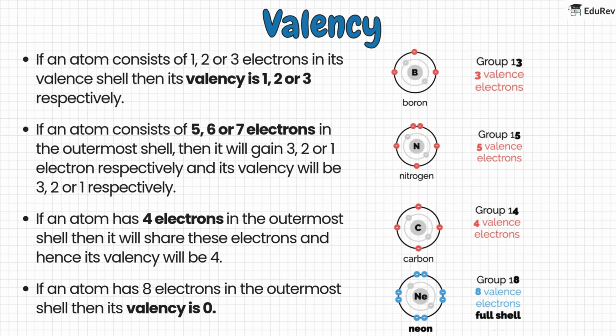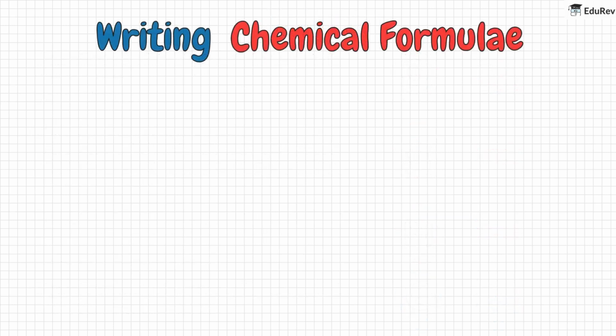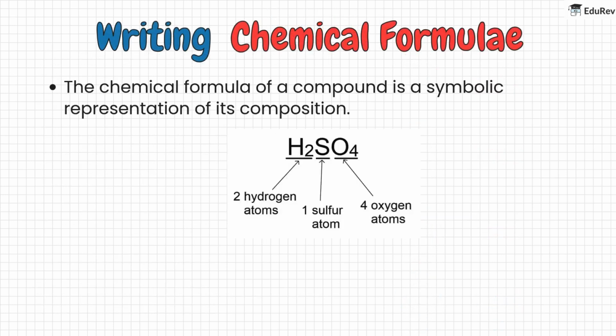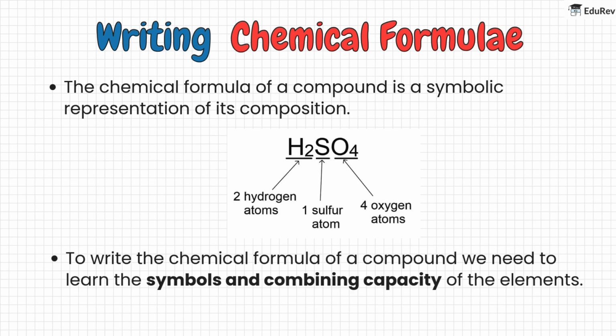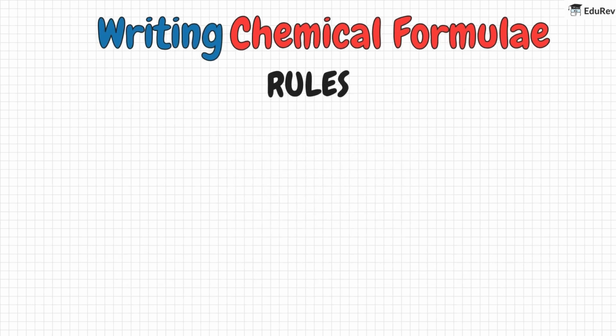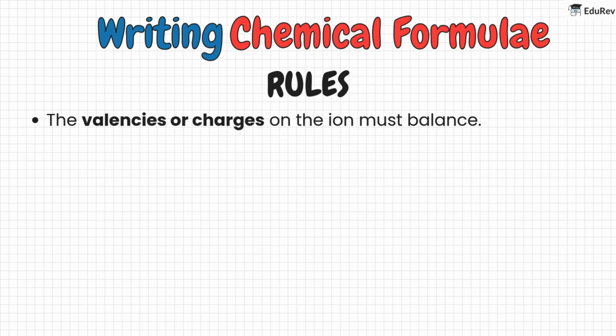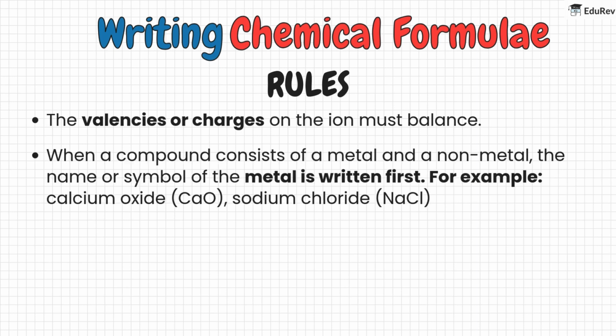Writing chemical formulas. The chemical formula of a compound is a symbolic representation of its composition. To write the chemical formula of a compound, we need to learn the symbols and combining capacity of the elements. The rules that you have to follow while writing a chemical formula are: the valencies or charges on the ions must balance. When a compound consists of a metal and a non-metal, the name or symbol of the metal is written first.